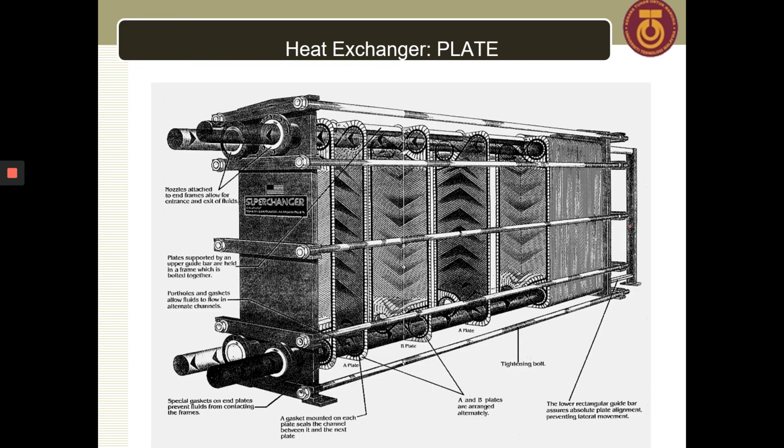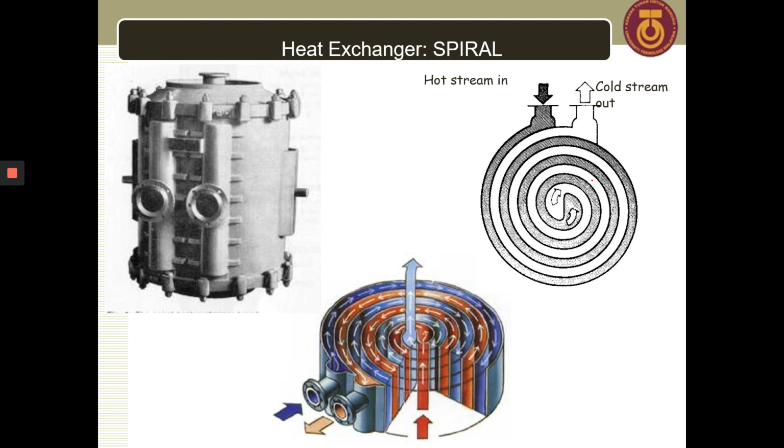Okay, so this is another configuration for the plate heat exchanger. And the spiral heat exchanger is actually used for the palm oil industry. It's like you have two papers and you roll them together. This gives you the spiral heat exchanger. If you see here, this is counter current flow, because the cold stream and the hot stream, the directions of these two streams are opposite to each other.